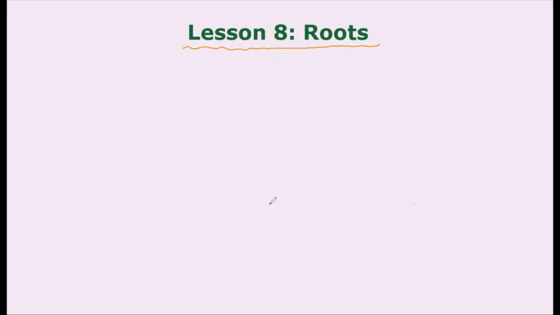In this video we will start with lesson 8, roots. What's the meaning of roots? We will learn what is the meaning of roots. The first type of roots we will introduce today is what we call a square root. What is the meaning of a square root? From previous lessons we know the word square. We know what is a square of a number.